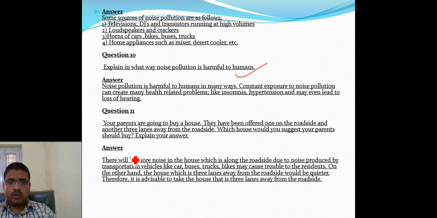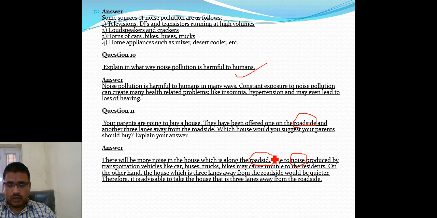They have offered one on the roadside. Now here the condition is given, he wants to purchase a building on the roadside and another 3 lanes away from the roadside. Which house would you suggest for parents? The roadside house will have noise, as I already told. If it is a roadside house, vehicles are moving all 24 hours. That's why this kind of house we should not purchase.